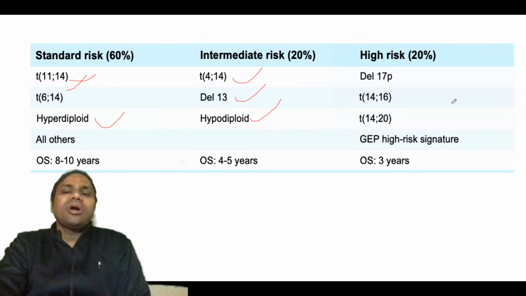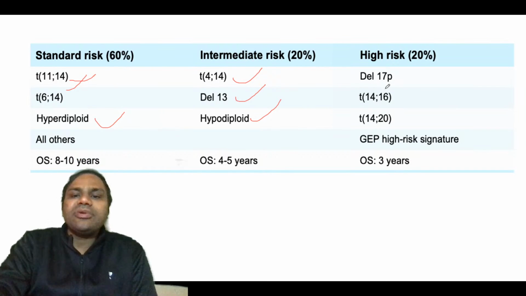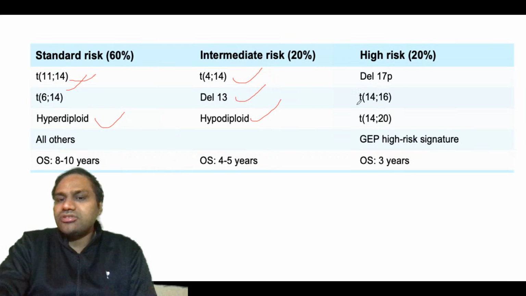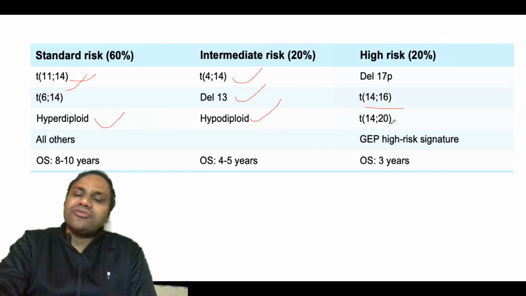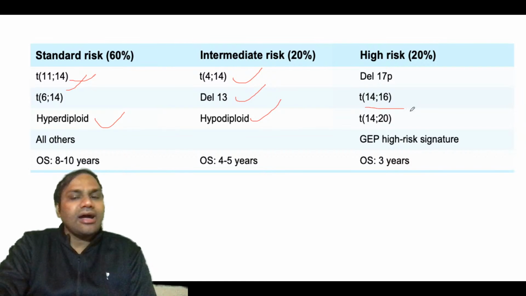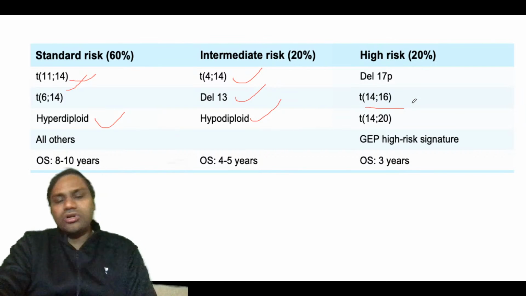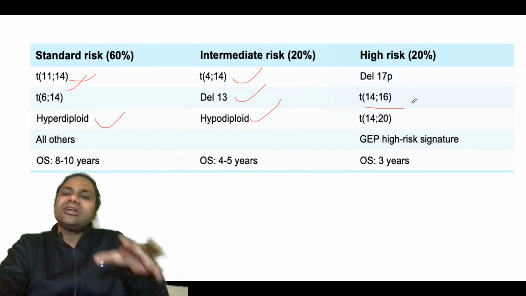But you see deletion 17p, and translocation 14-16, this is not translocation 14-6, but translocation 14-16, has a bad prognosis. Translocation 14-20 has bad prognosis. GEP high risk signature also has high risk prognosis. So there are standard risk, intermediate risk and high risk.